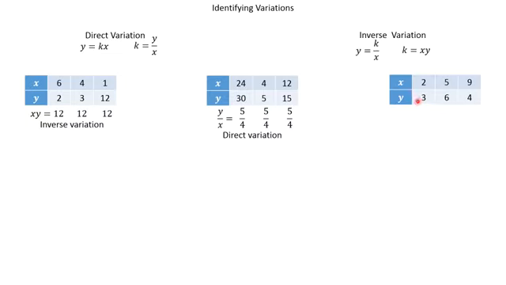And then over here, if we divide, we have 3 divided by 2, 6 divided by 5, 4 divided by 9. That's not going to be the same. We can multiply. 2 times 3 is 6. 6 times 5 is not 6. So that's not going to be the same. And so this one's just neither. It doesn't work for either of them. And so we can identify just by either dividing or multiplying the x and y's together and seeing what we get.